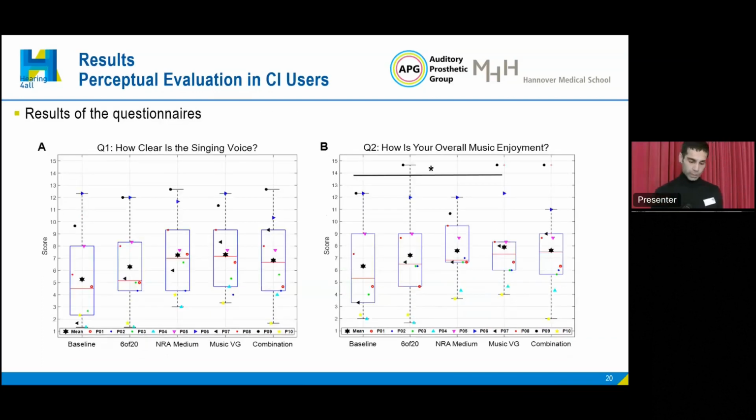So here we see the results of the questionnaires. I'm running out of time, so I'll accelerate. The first question was, how clear is the singing voice? No statistically significant difference between the parameterizations. But the second question, how is your overall music enjoyment? We observed that Music Voice Guard statistically improved the overall music enjoyment of CI users.